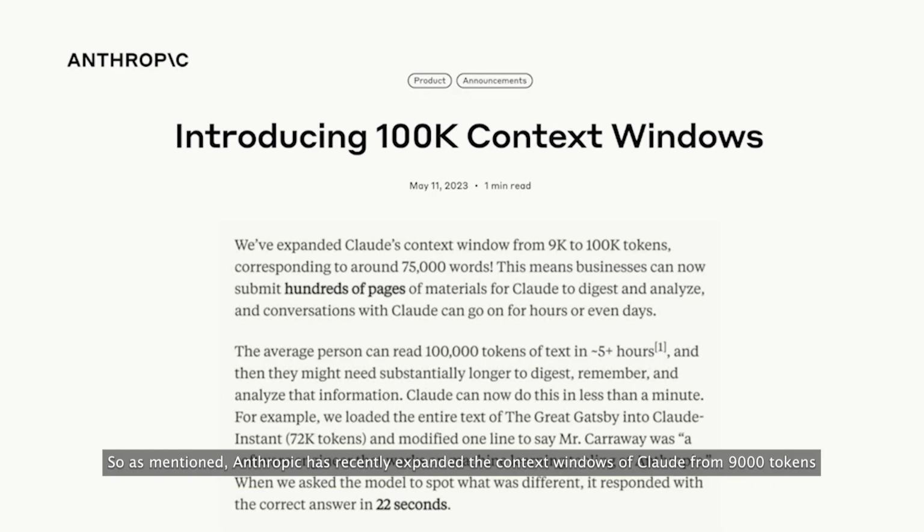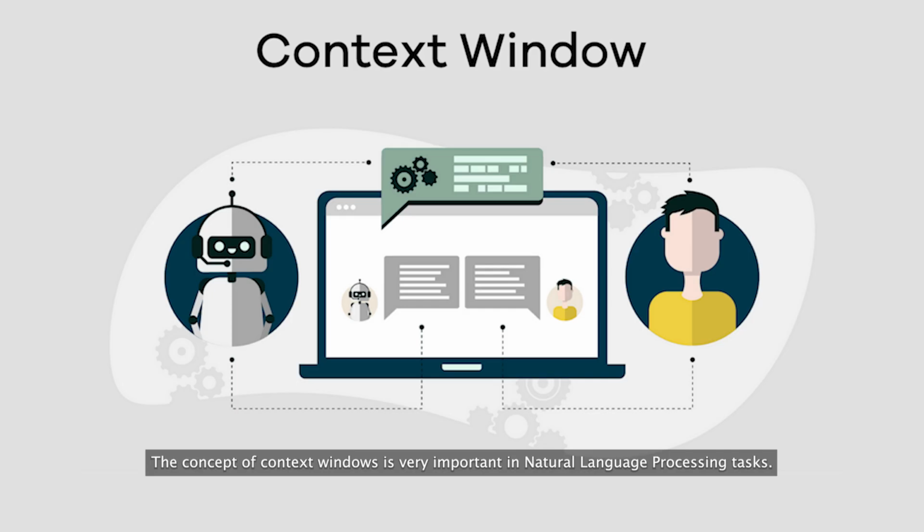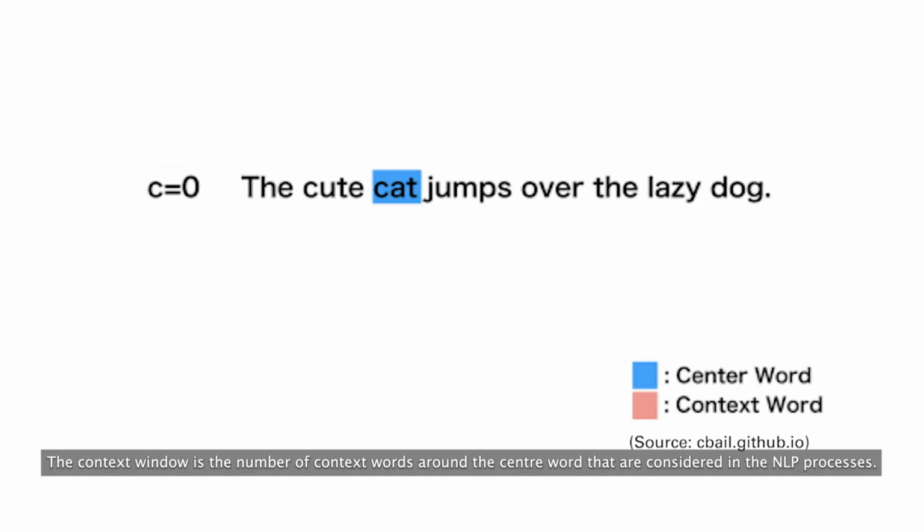So, as mentioned, Anthropic has recently expanded the context windows of Claude from 9,000 tokens to 100,000 tokens, which means it can take up to 75,000 words to process, analyze, and summarize. The concept of context windows is very important in natural language processing tasks. The context window is the number of context words around the center word that are considered in the NLP processes.